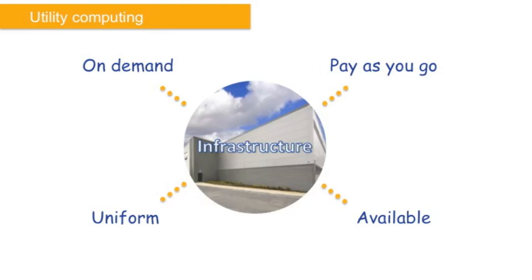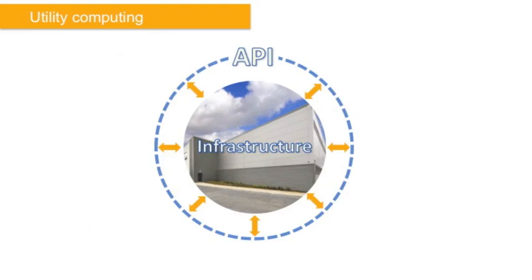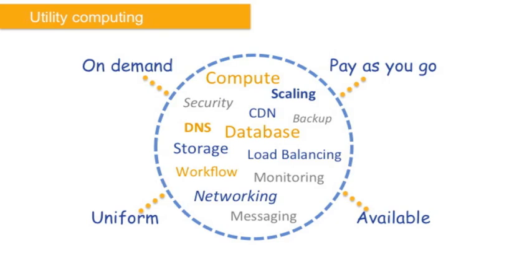Utility computing brings those concepts to data center infrastructure. So everything that happens inside a data center, we make available on demand, pay as you go, in a highly uniform and consistent way across the globe, and highly available. Amazon has wrapped that infrastructure in a consistent application programming interface or web service interface, such that all the things that happen inside a data center, such as compute, networking, databases, workflow, messaging, load balancing, and so on, are available on an on-demand, pay-as-you-go, highly available and uniform basis.